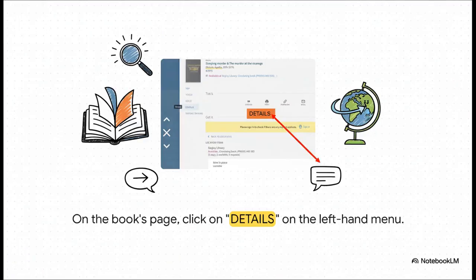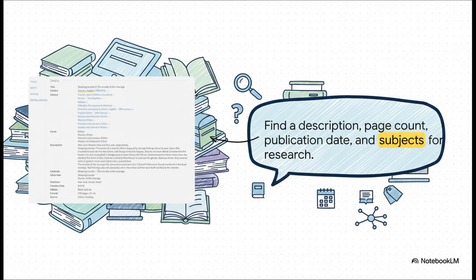Once you're on that page, look over at the menu on the left-hand side and click on Details. This is where you'll find a ton of useful information. And this is where you find the good stuff. You get a description, subjects, page count, publication date, all of it. But here's a real pro tip. See those subjects? They're clickable links. Clicking on one is like finding a secret pathway to a bunch of other books on the exact same topic.